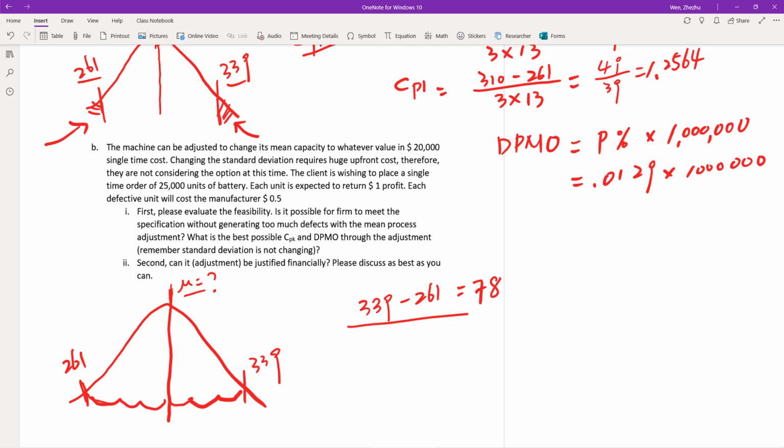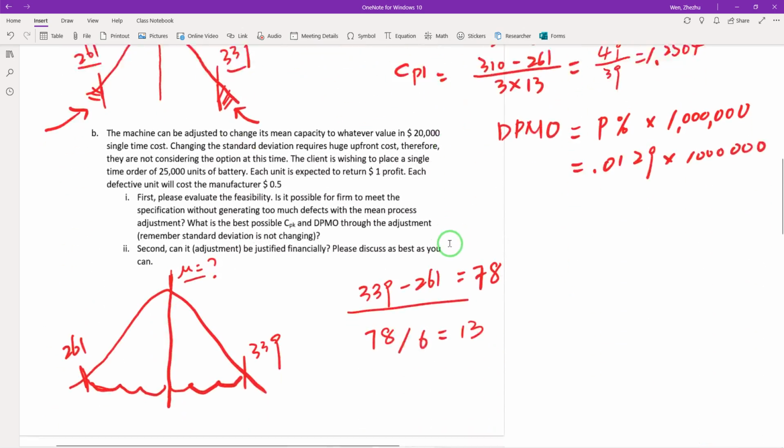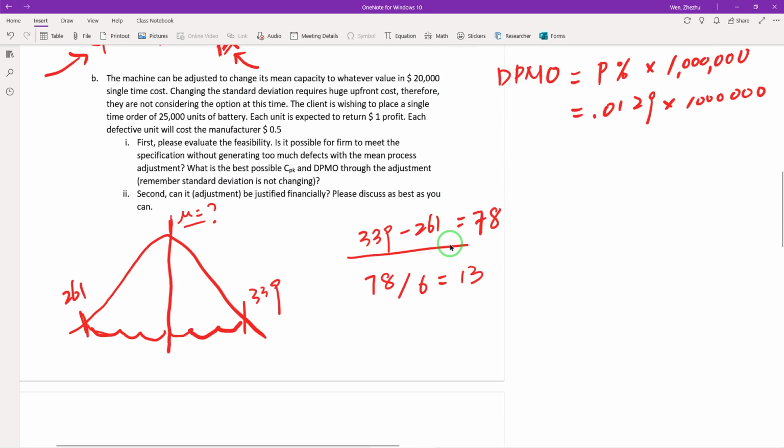But can we contain 6 sigma within the 78 range? I think sigma is exactly 13, as provided in the problem description. I did not make the calculation more complicated, right? So with that, I think we are feasible. This process is feasible to meet the specification limit without generating too many defects, as long as your average is put right in the middle. So let me see what the middle is. The middle here means 300. So in that case, you have 39 here, 13, 13, 13, 13, 13, 13.